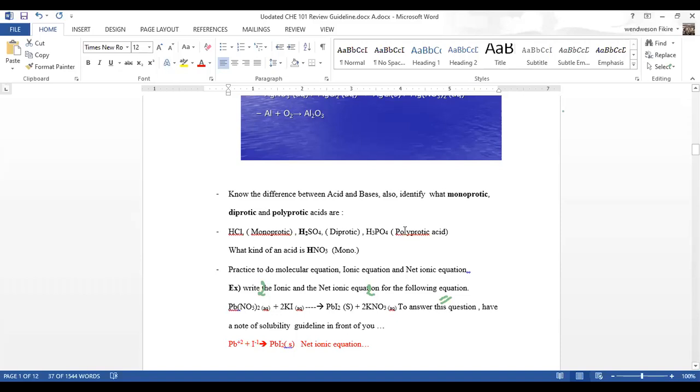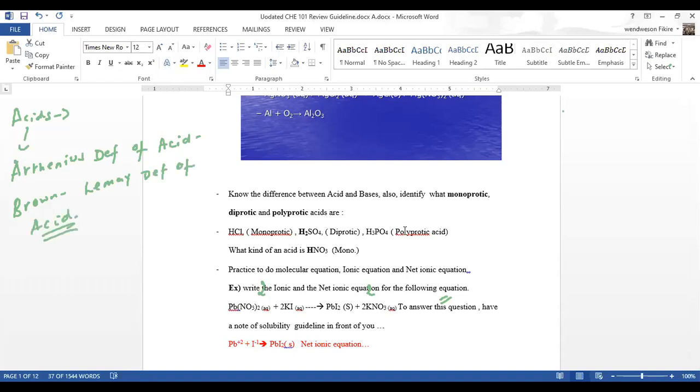Okay. Now, remember to study the definitions of acids. Acids have two definitions. One is the Arrhenius definition of an acid. The second is the Brønsted-Lowry definition of an acid. These definitions are found in chapter 4. You can see them in chapter 4.